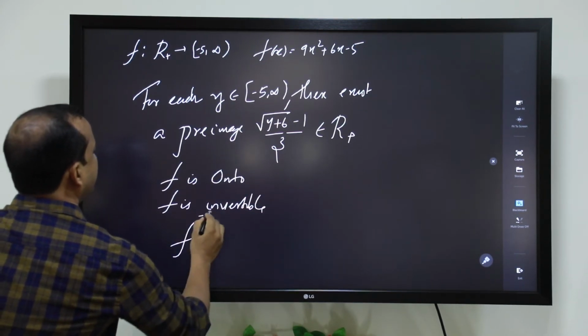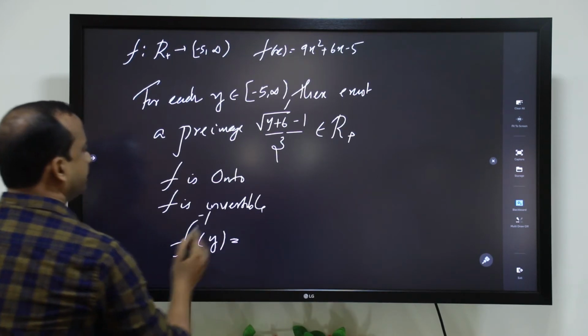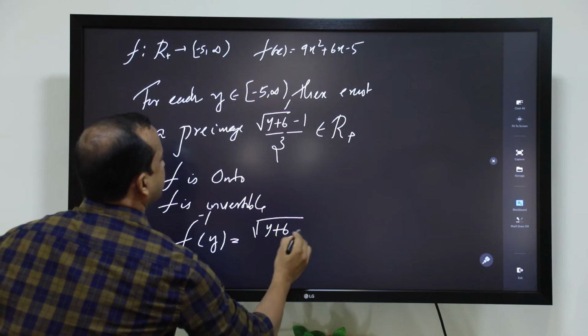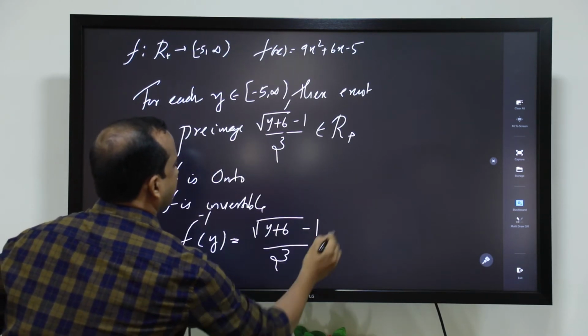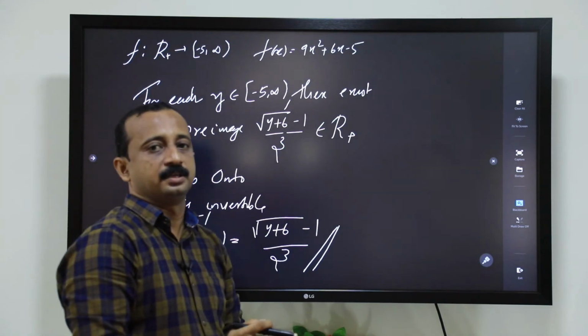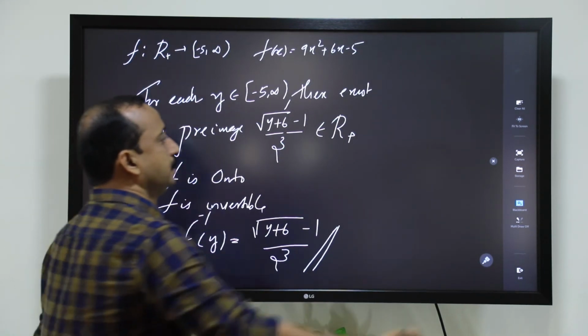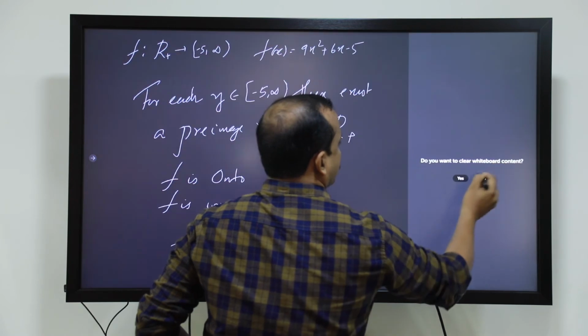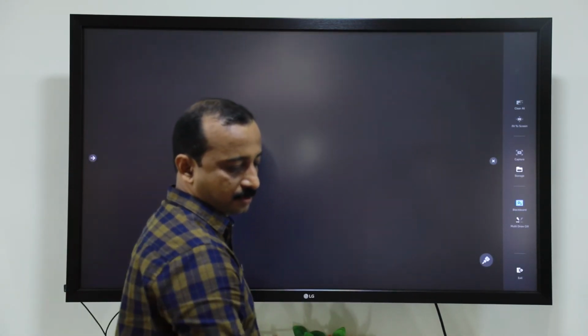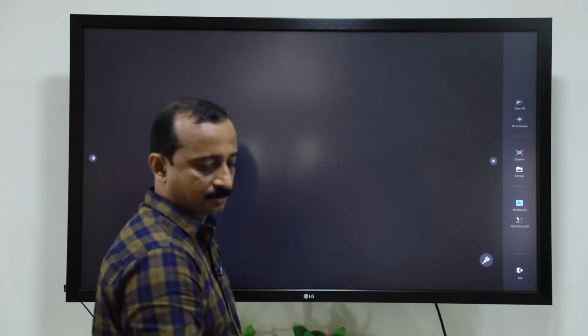And therefore the f inverse y, here also we prove that f inverse y equals square root of y plus 6 minus 1 divided by 3. Okay. Now do one more question similar to this type of question. It's also a very important question. So try to practice this 2 or 3 times.